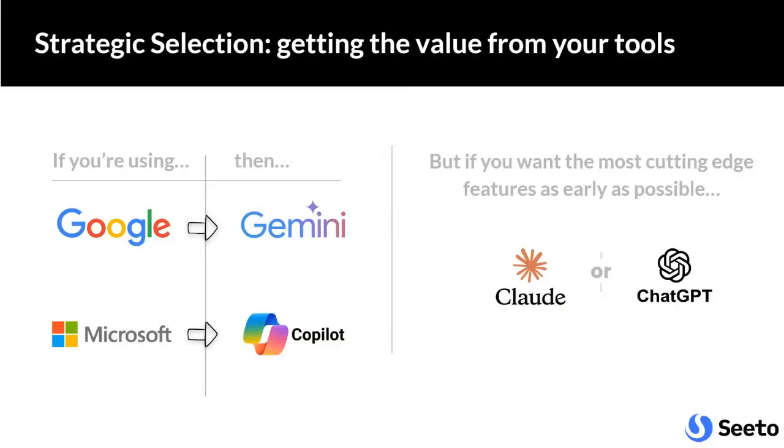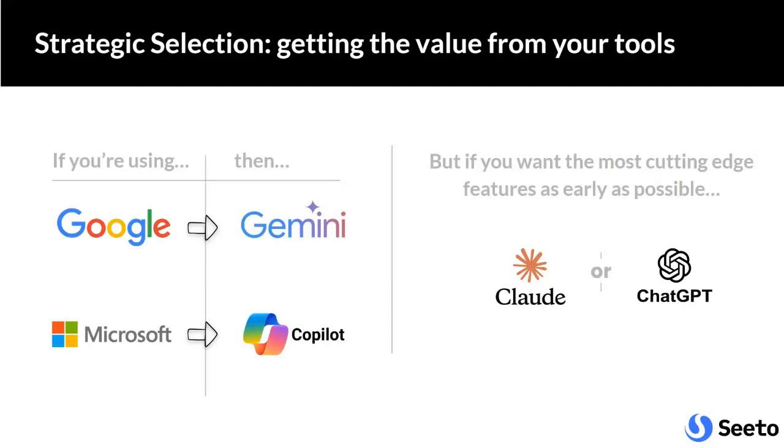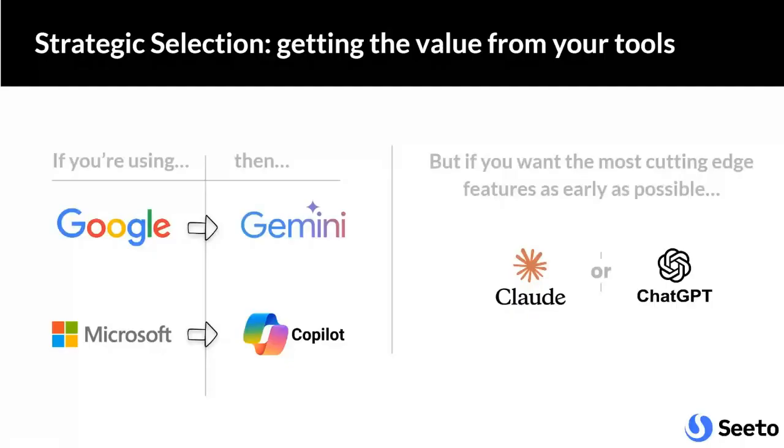If you are using Google Workspace, then you should probably look at using Google Gemini. If you are using Microsoft Office, so things like Outlook and Word and PowerPoint, then you should probably think about using Microsoft Copilot. If you want the most cutting edge features and you are confident in your ability to review the terms and conditions and the privacy policies of other providers, then we would definitely recommend that you look at Claude from Anthropic or ChatGPT from OpenAI.